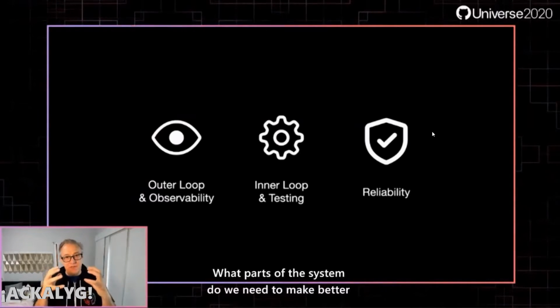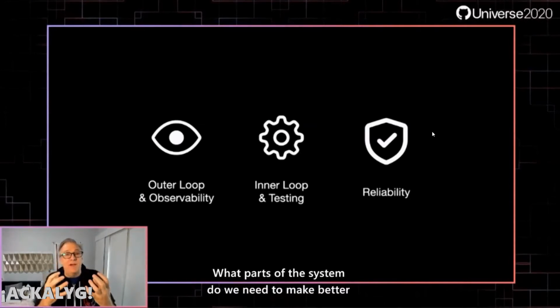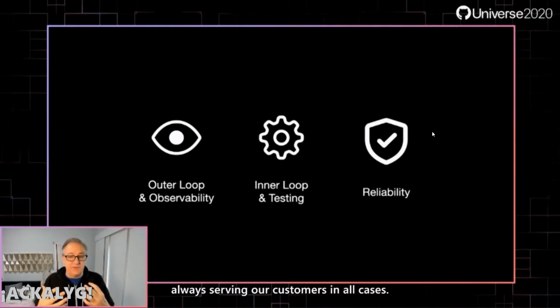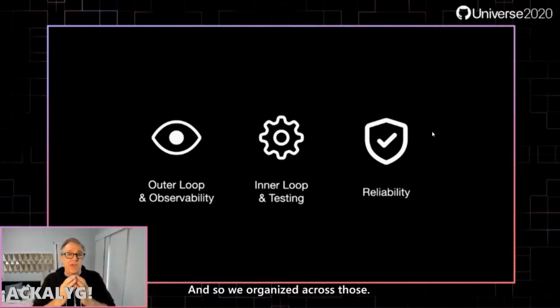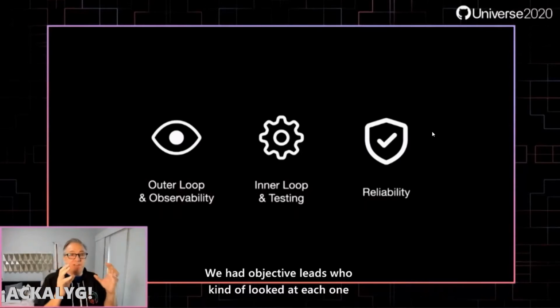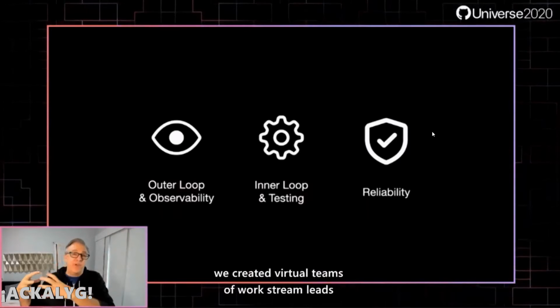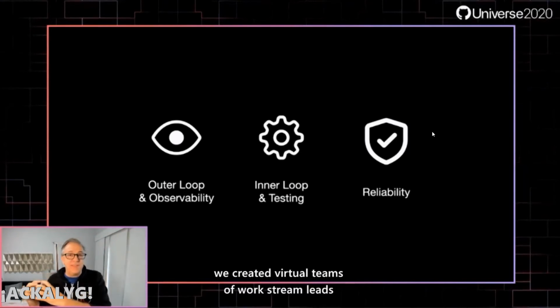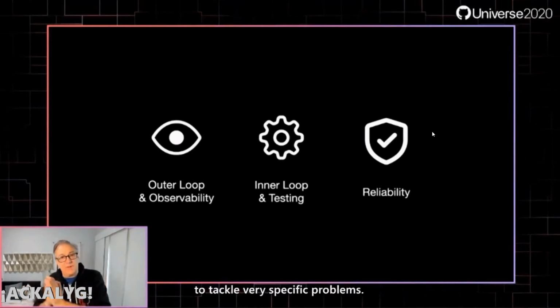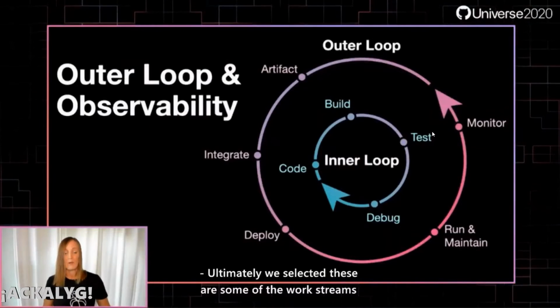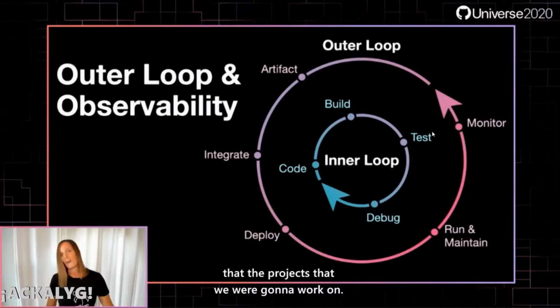What parts of the system do we need to make better and stronger so that the site is always up, always serving our customers in all cases? And so we organized across those. We had objective leads who looked at each one of these 3, and then underneath them we created virtual teams of work stream leads to tackle very specific problems. Ultimately, we selected these as some of the work streams, the projects that we were going to work on.